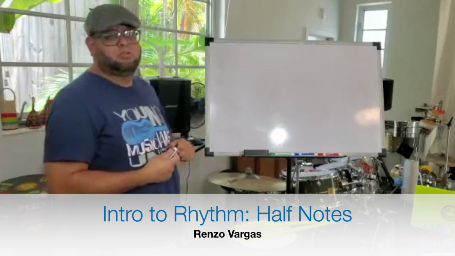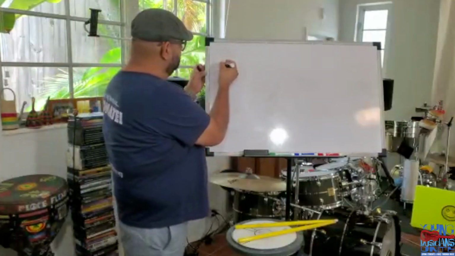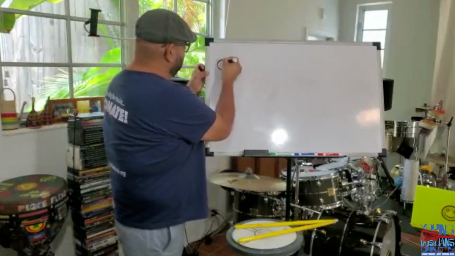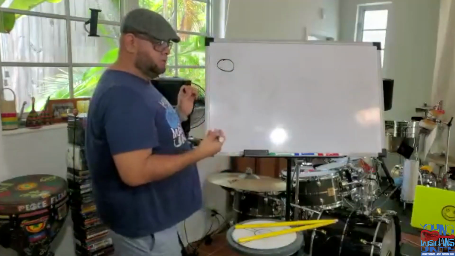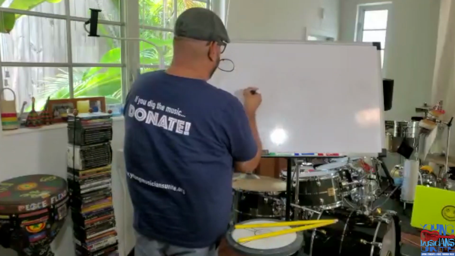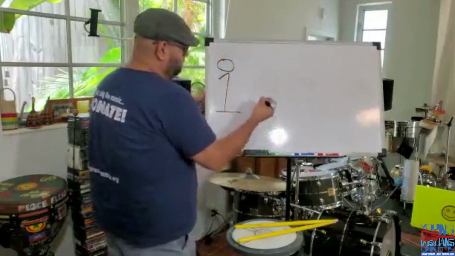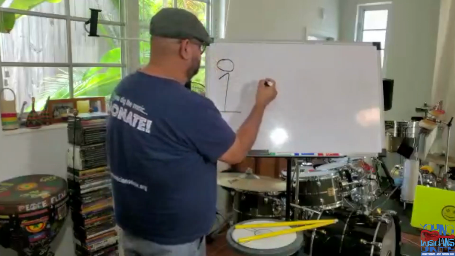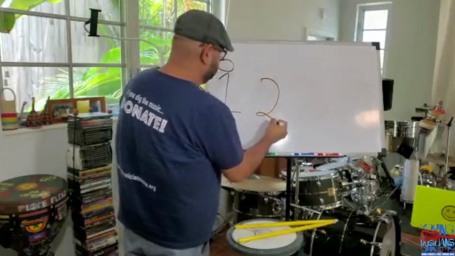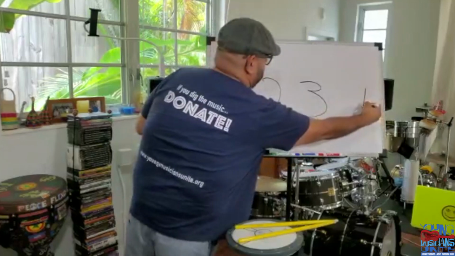So today we're doing a tutorial on half notes. Before this we did a whole note, so we know that a whole note is just a circle, right? So I'm going to write it nice and big, and there's a reason why I'm doing this, because I'm going to show you how to remember how to go from a whole note to a half note. So we know a whole note plays on 1, and it lasts for 4 beats. So 2, 3, and 4.